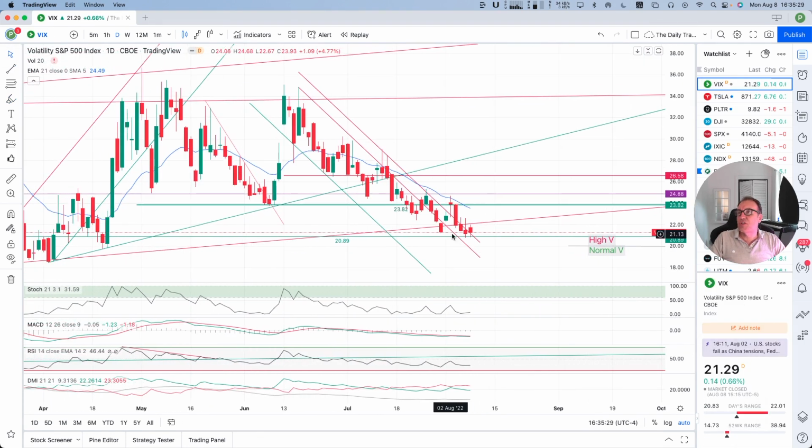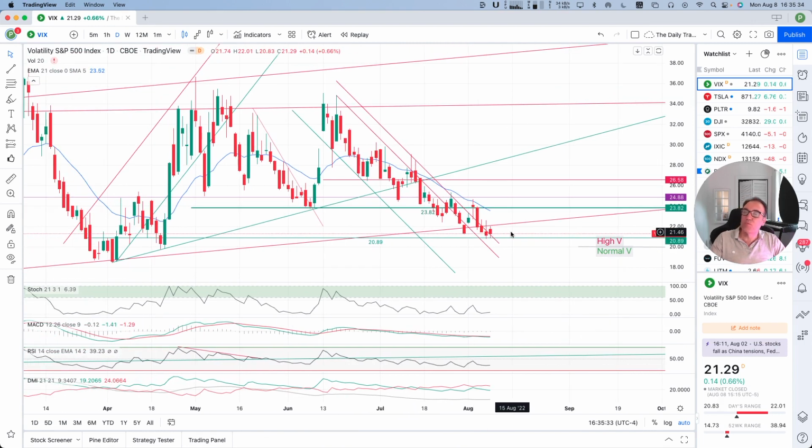Let's take a look at the VIX a little bit. VIX had pretty much a sideways day today, still above 2089 as a support. It would be nice if we can break it, but it didn't happen today.